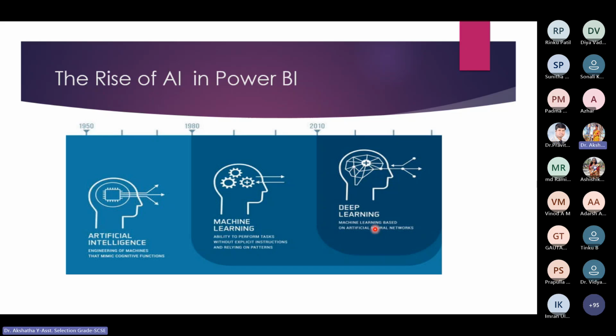Now let us understand the relationship between these three: AI, ML, and DL. Basically, AI is virtual assistants or autonomous systems, which come under AI. Coming back to the relationship, AI is an umbrella, which encompasses machine learning and deep learning.